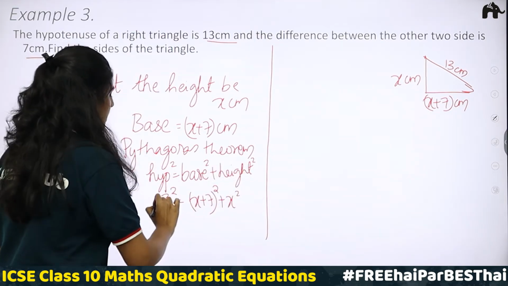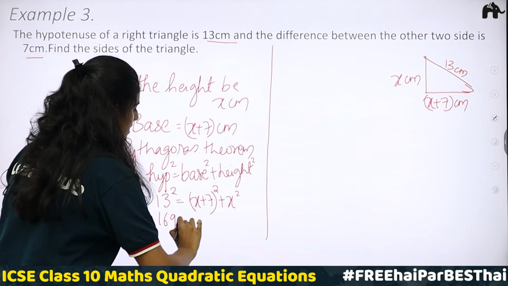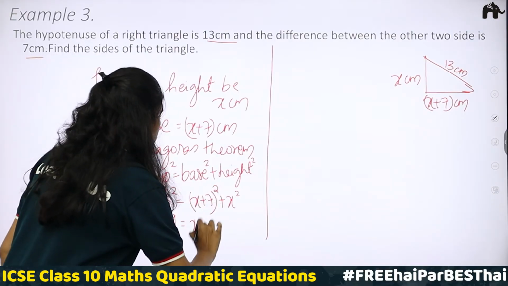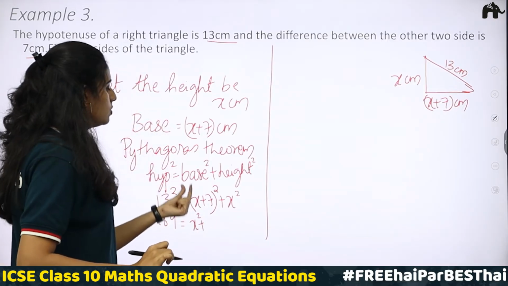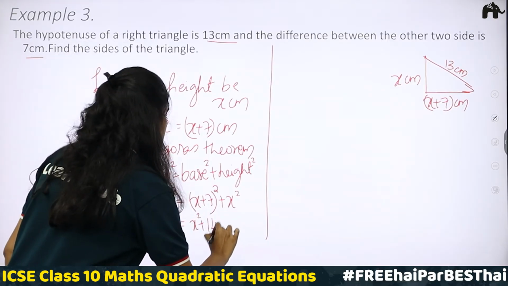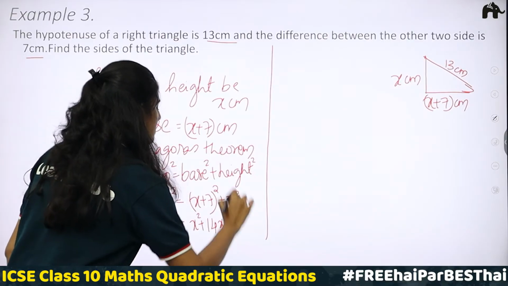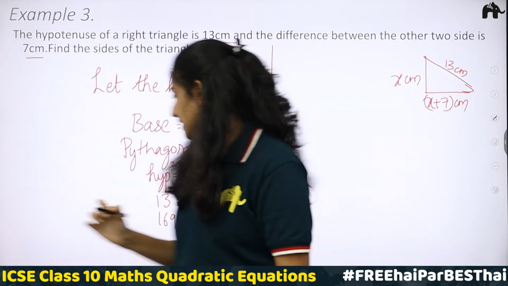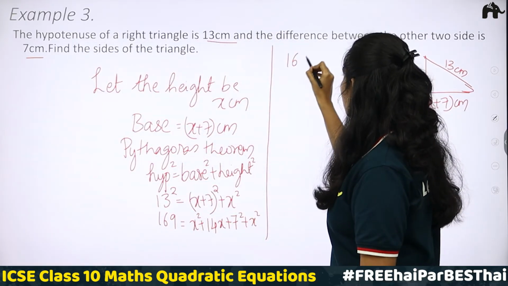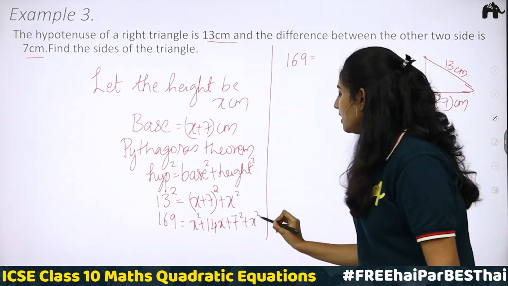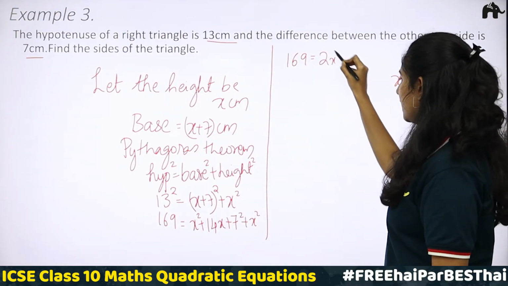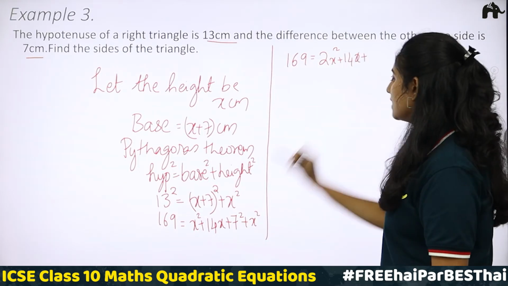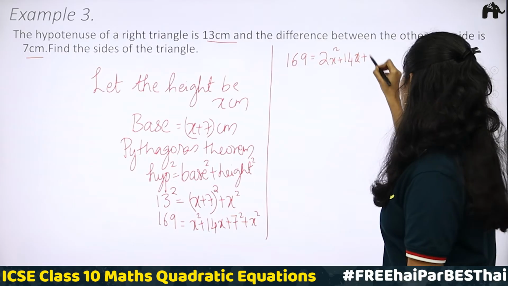Okay. That is 13 square is 169 is equal to x plus 7 whole square. (a plus b) whole square is a square plus 2ab. 2 into x into 7, 14x, plus 7 square plus x square. That is 169 is equal to x square plus x square, 2x square, plus 14x plus 7 square is 49.